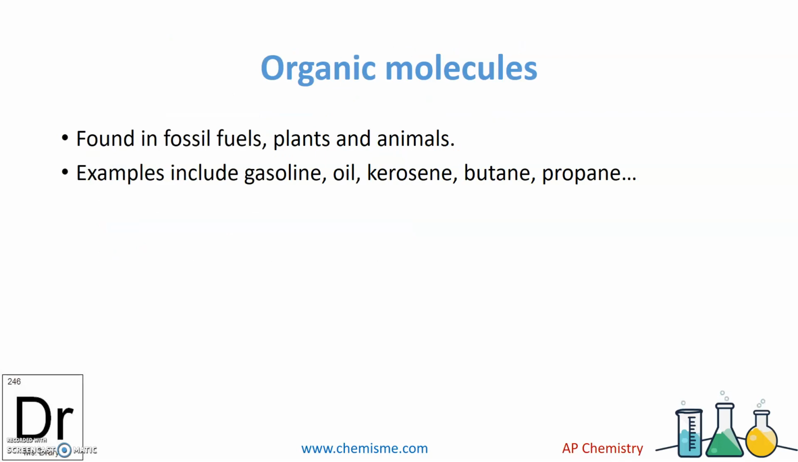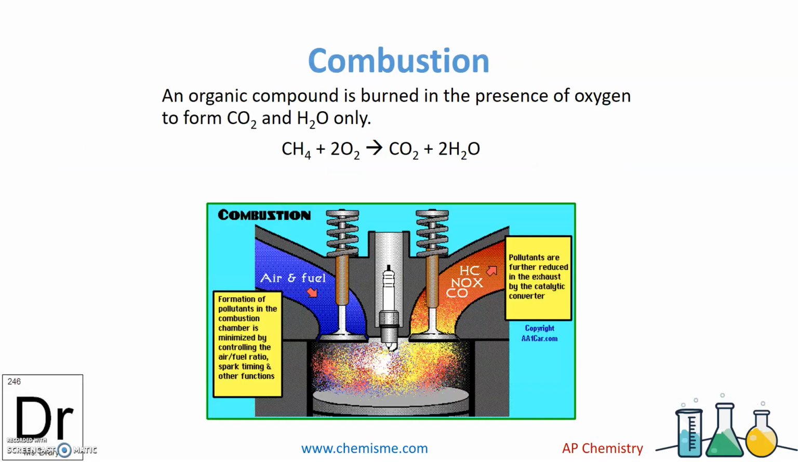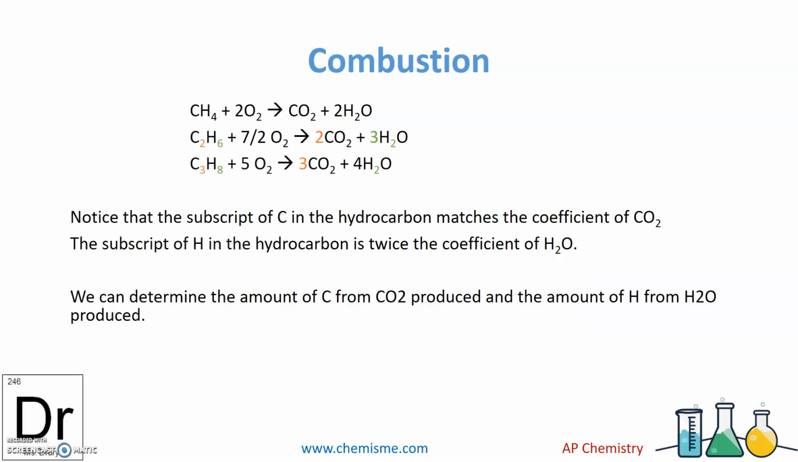Organic molecules are found in fossil fuels, plants, and animals, and examples are gasoline, oil, kerosene, butane, propane, etc. So when we take those things that are pretty flammable, you can burn them in the presence of oxygen, or else it won't burn. And it will always form CO2 and water. So the example of that is taking methane gas, like cow farts or what's in our Bunsen burners, and mixing that with oxygen that's found in the air, and it forms CO2 and water.